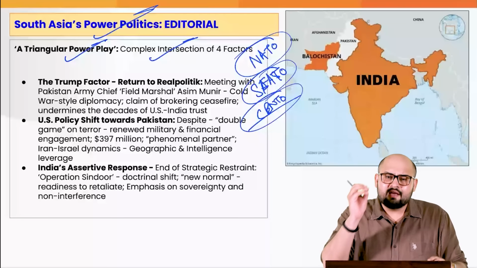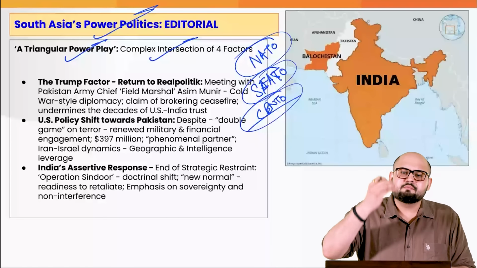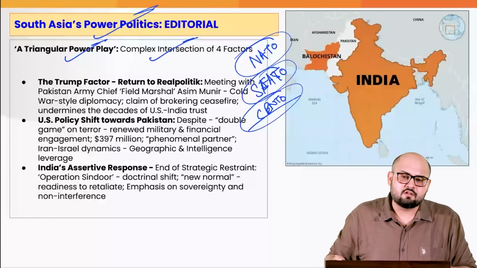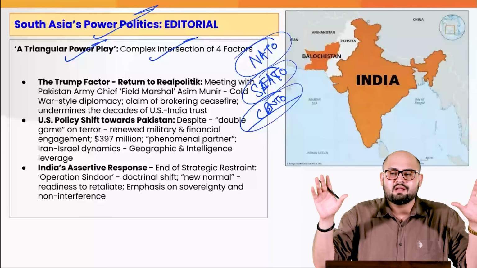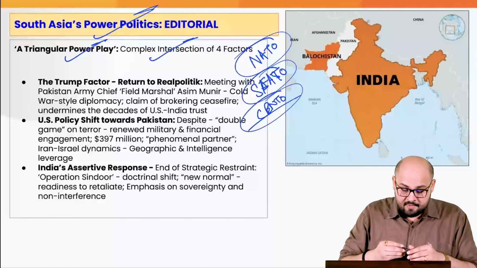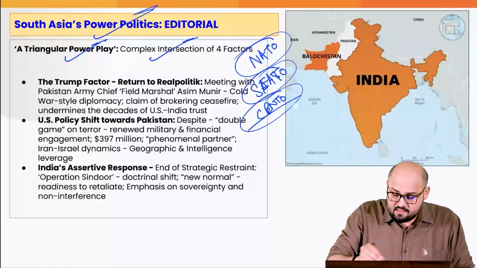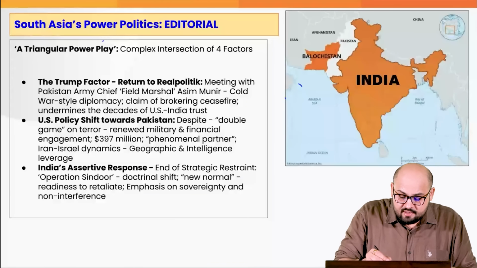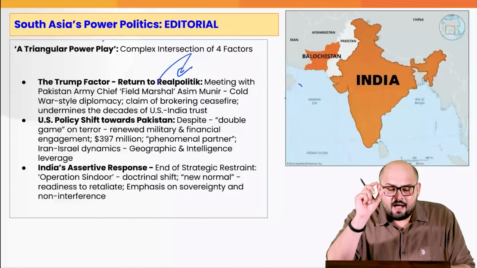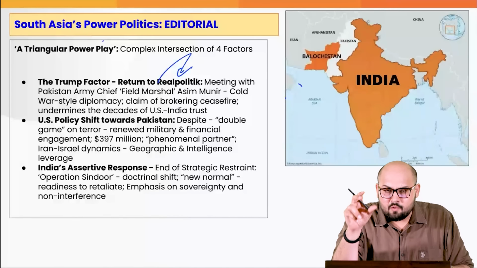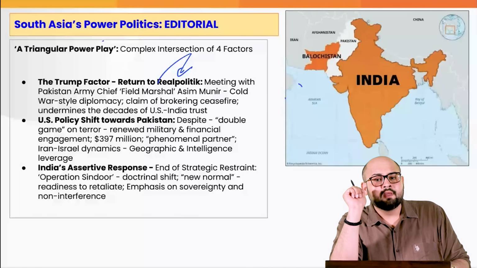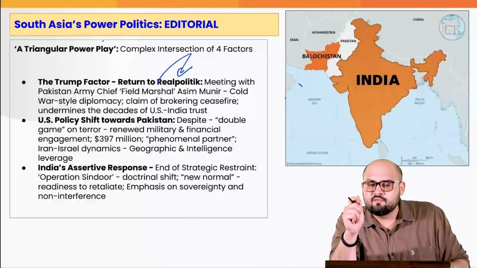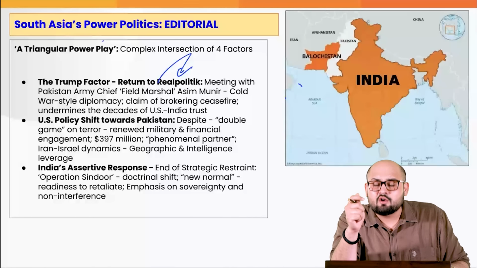When we talk about realism in international politics, it is best manifested by the policies of the US with respect to its interactions with different countries around the world. Now, what the author says is the Trump factor. That is, there has been a return to realpolitik, the realism aspect. Because what Trump is focusing upon is the art of the deal. He sees everything from that aspect of a deal, or from that aspect of the economics.